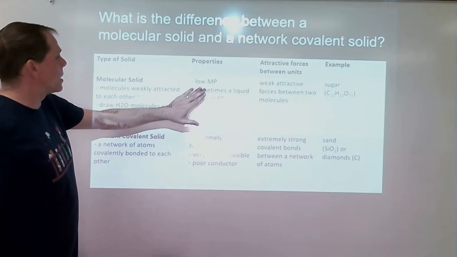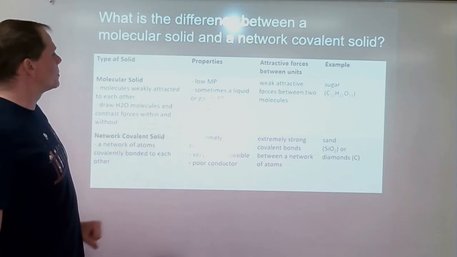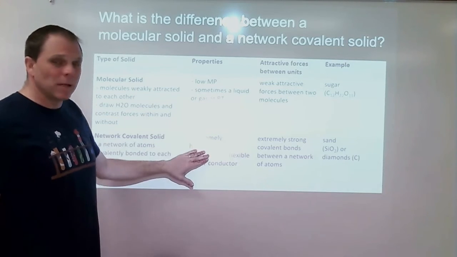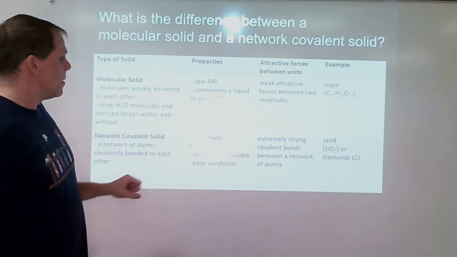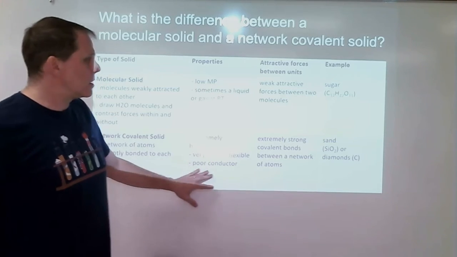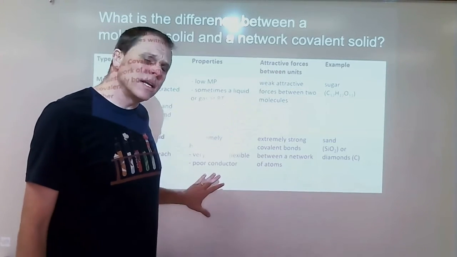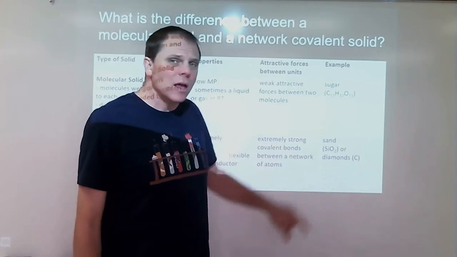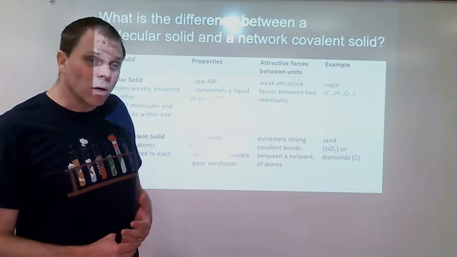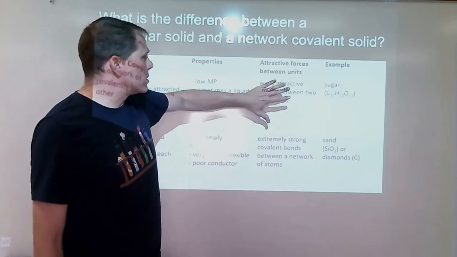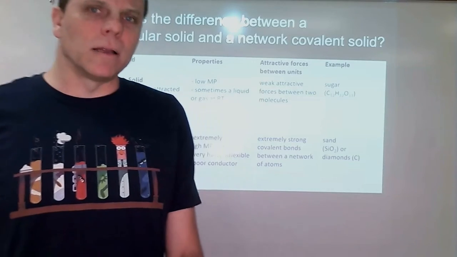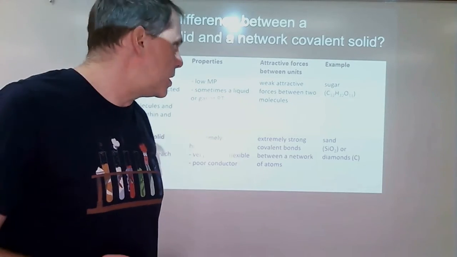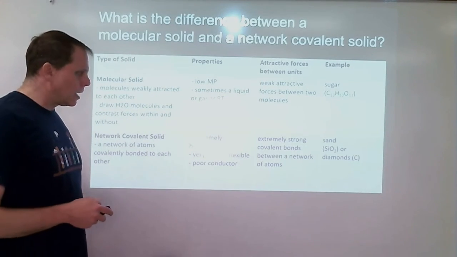All right, our properties, again, typically low melting points for a molecular solid, but high melting points for diamond. Whoa, really high and really hard, really strong, right? Very hard and inflexible. They're not good conductors, though. Another good example of this would be silicon dioxide, which is sand or quartz, okay? Attractive forces, weak attractive forces, strong attractive forces. So network covalent solids are a little bit different. They have some unique properties, but it's pretty cool.